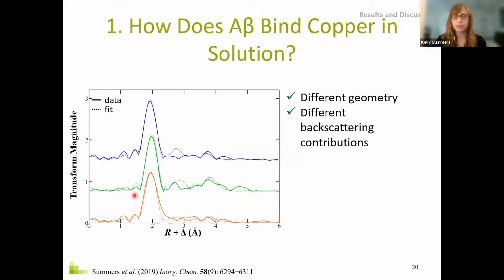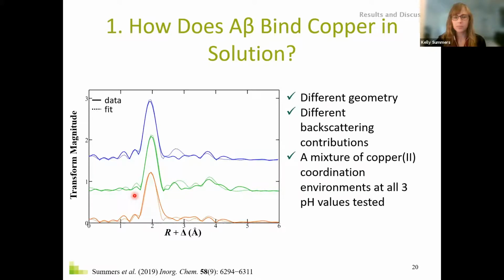Similarly, looking at the Fourier transform, we concluded from looking at this data that there is a mixture of copper-2 coordination environments, likely at all 3 pH values tested. And so we went on to focus on this region, which is commonly accepted to be the area where we would find multiple scattering to histidine residues. And our purpose of doing this was to see if we could get a better idea of how many histidines might be bound in our samples.